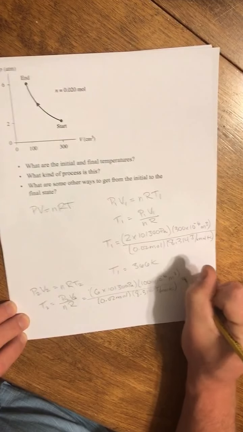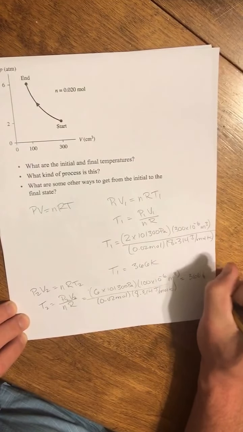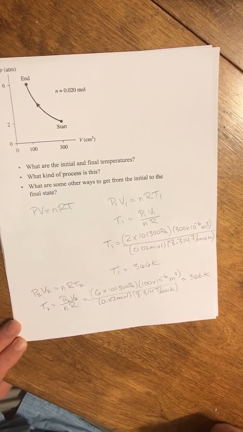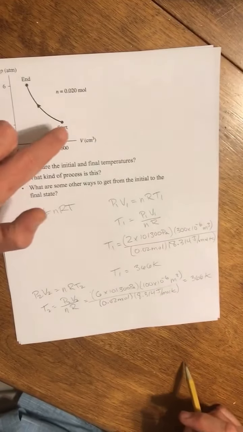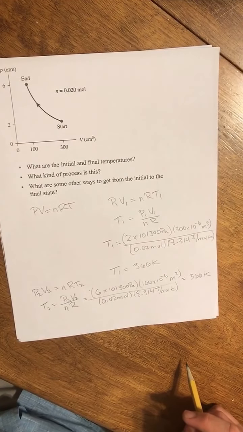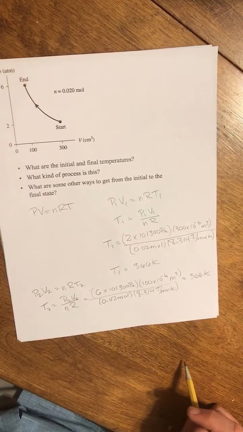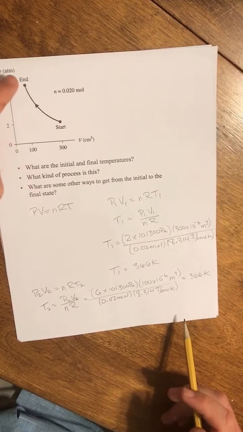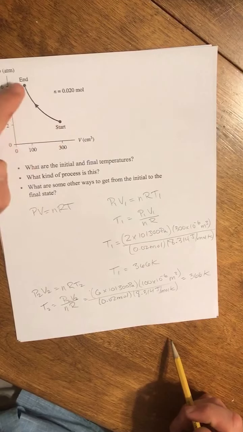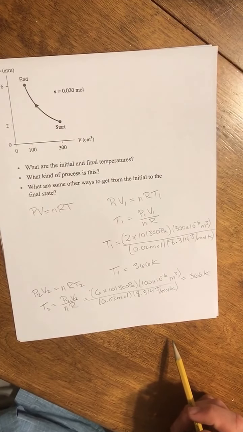So we do verify that in fact this is 366 Kelvin, and so this shape, as we suspected, is in fact an isothermal process, meaning the temperature does not change if we vary the pressure and volume and follow this curve on the PV diagram.